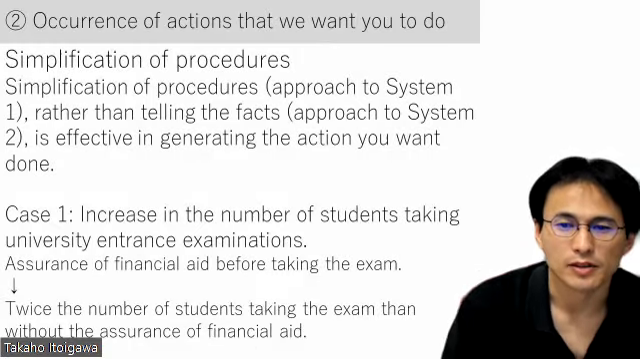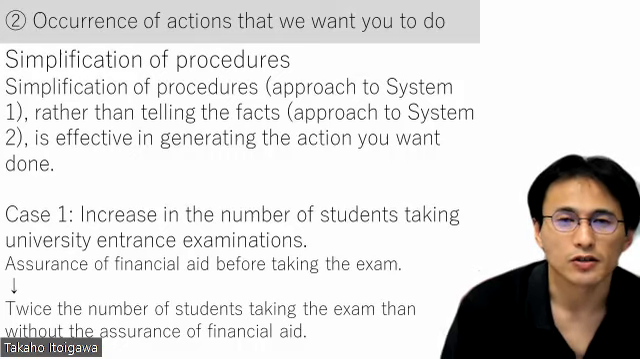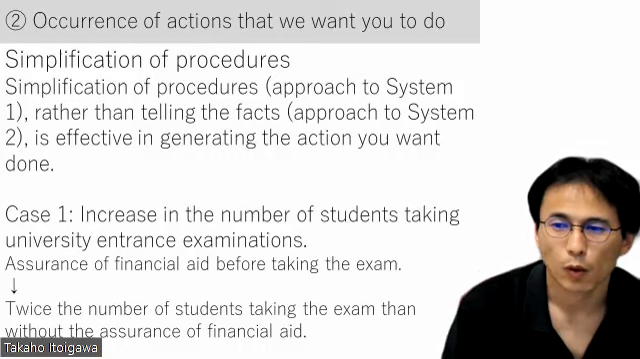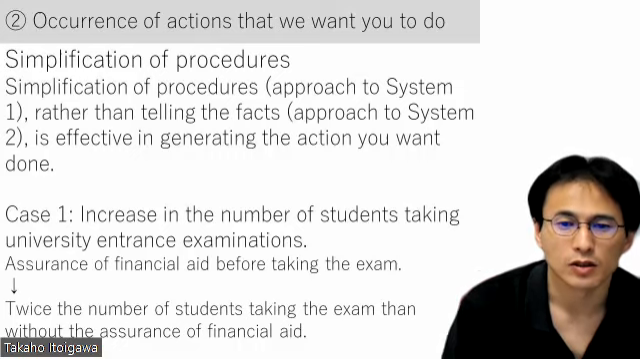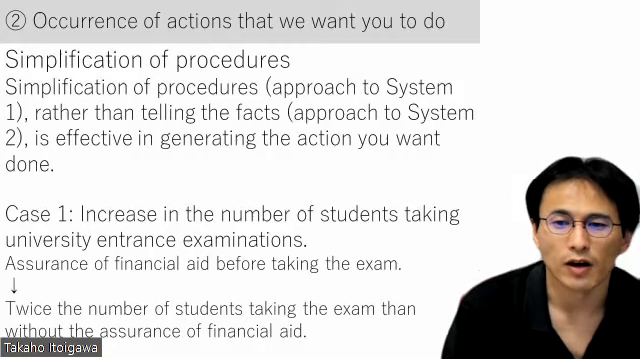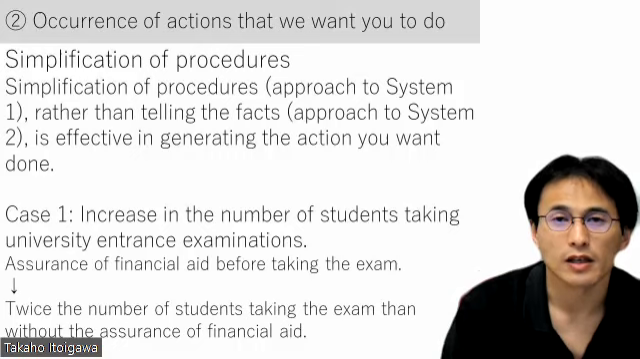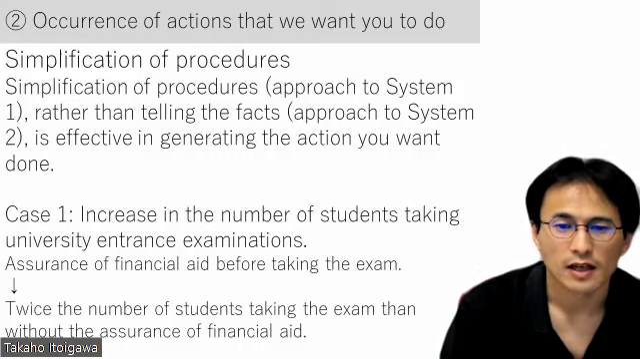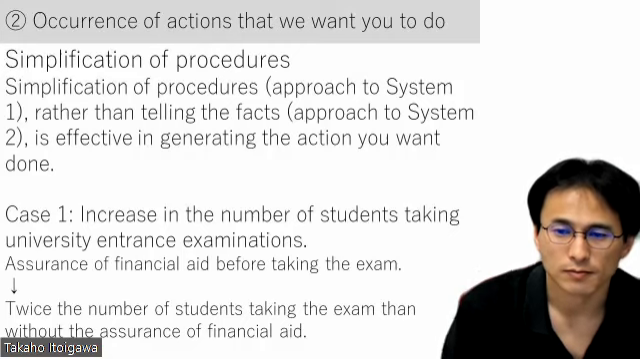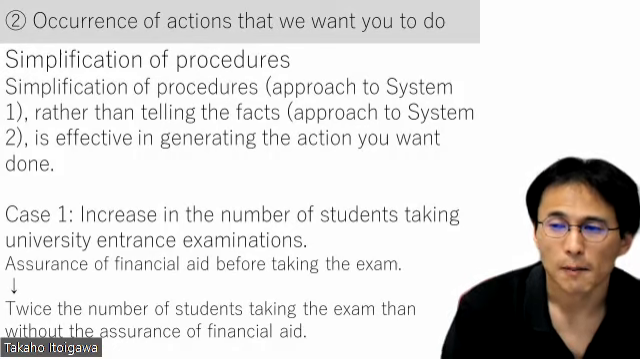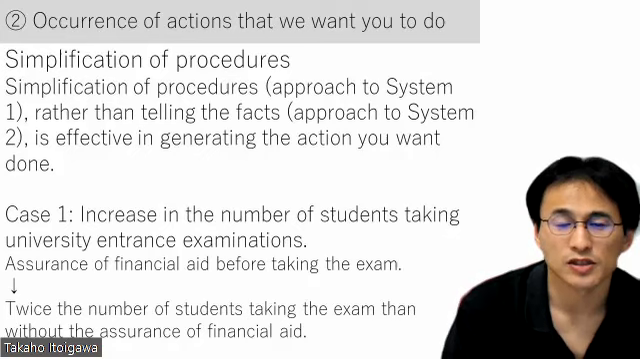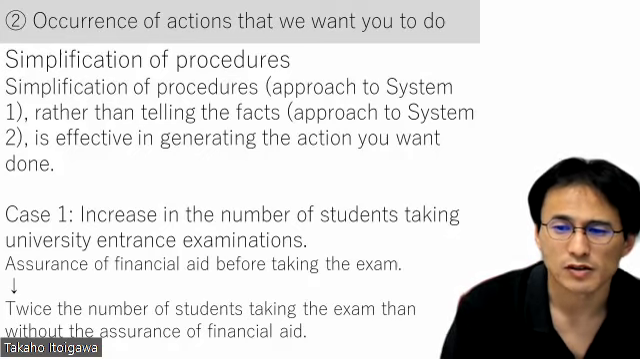Next, here are some examples of ways to generate the desired action. One way to generate the actions you want people to take is to simplify the process. People have a decision-making bias where they tend to resist things that are cumbersome or burdensome. Therefore, instead of approaching a deliberative system 2 by carefully explaining the necessary procedures, it is effective to approach an intuitive system 1 by simplifying the procedures in the first place.